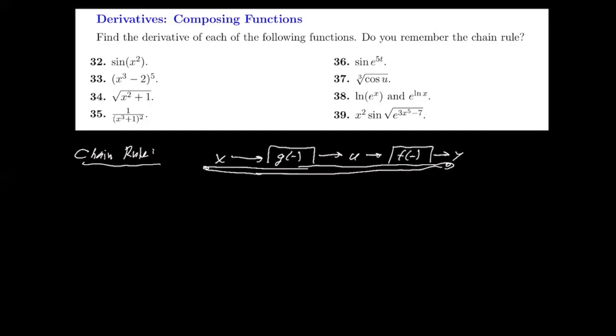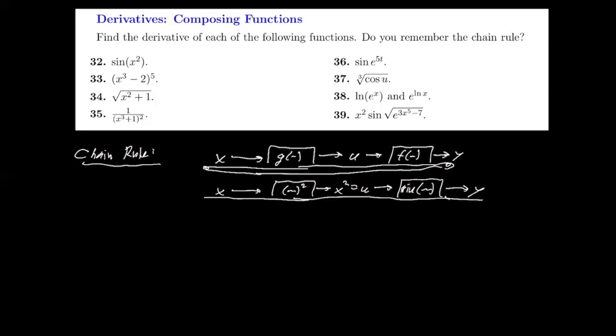and out comes y. So for example, in 32, you have x going into the squaring function. You're squaring whatever you put in, and it comes out, let's call that u. So that's x squared, which we're going to call u. And then that goes into the sine function and spits out y, which is sine of u.